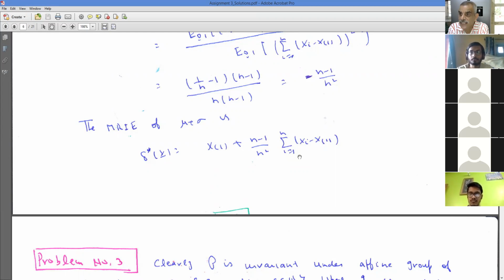In many situations, G bar would act transitively, so your risk will not depend on mu and sigma. Then you have to only minimize the constant risk. In many situations, the W statistic or D statistic will be independent of that conditional thing, so you can get the exact MRE. That is what the whole approach is. Yes, any other doubt?